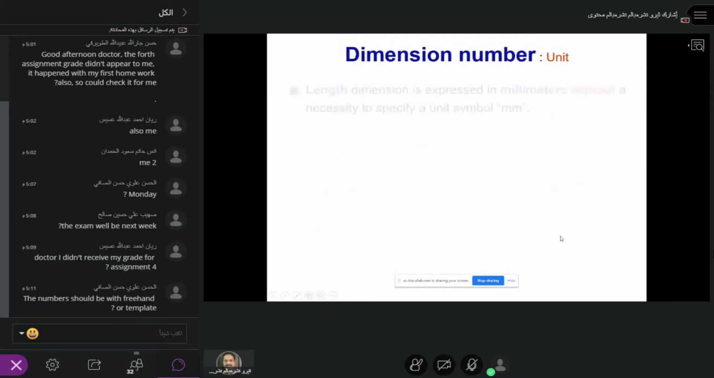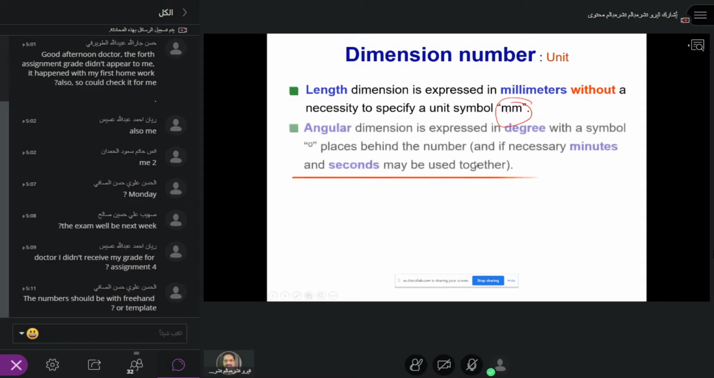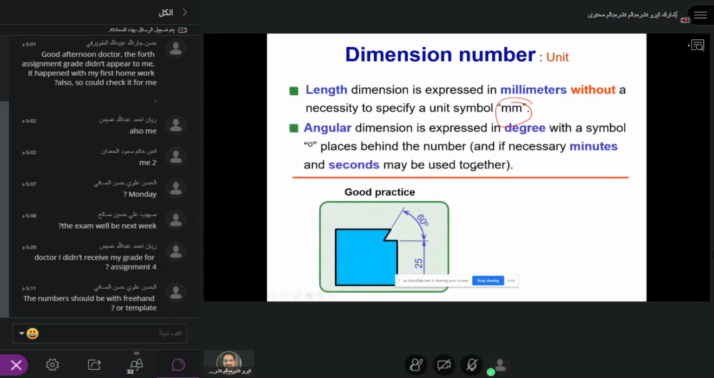All right. So for the length dimension number, you don't need to put millimeters. I told you many times before, because all dimensions are in millimeters, so you don't need to write millimeters everywhere. By default, all the dimensions are in millimeters.